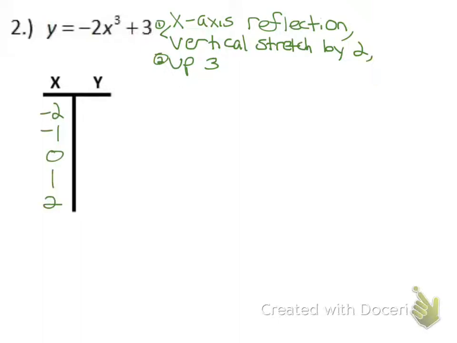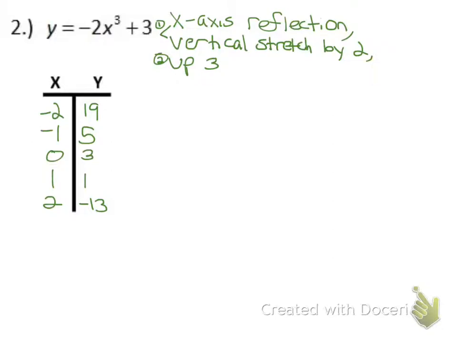So the x values are going to stay exactly the same. No change here, no transformations that are going to affect them. But for the y values, we remember need to multiply by -2, and then add 3. When you do that, you get the y values that are listed.